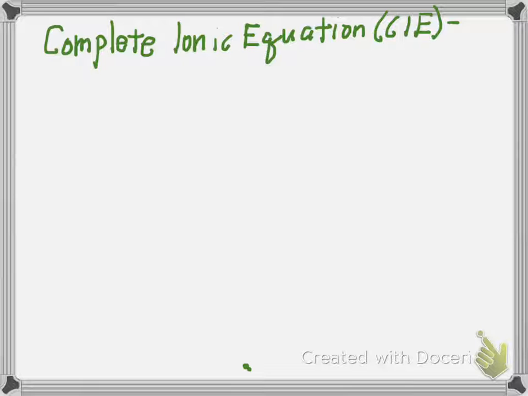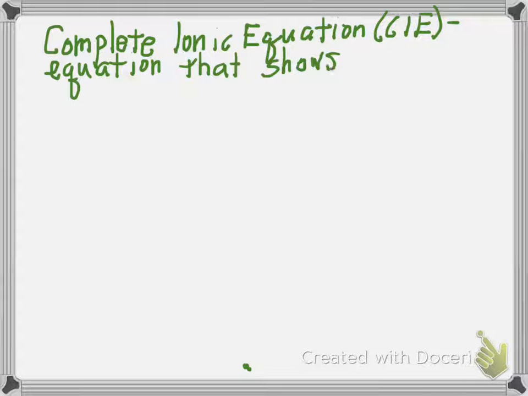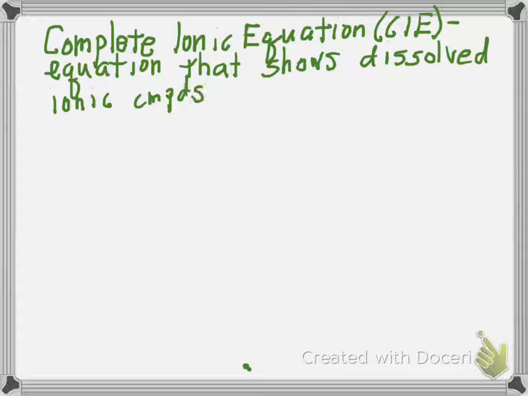So the first thing we're going to do in the process of trying to get to a net ionic equation is we're going to write what is called a complete ionic equation. The definition of a complete ionic equation is an equation that shows dissolved ionic compounds as free ions.